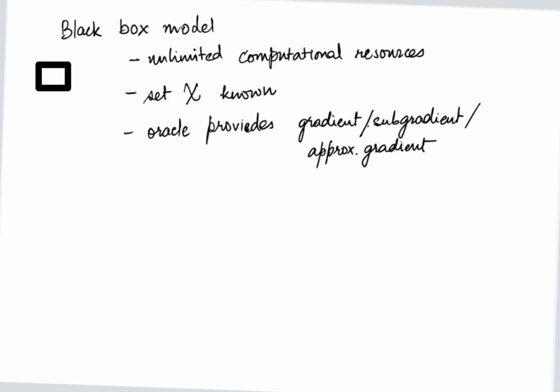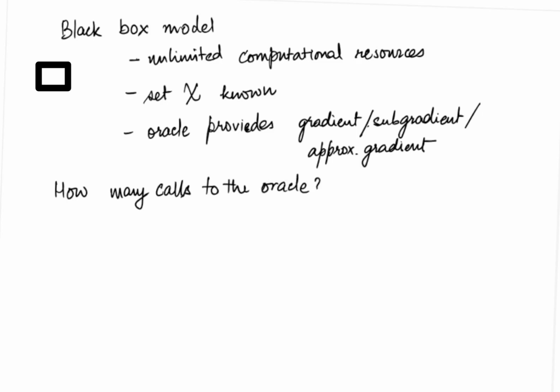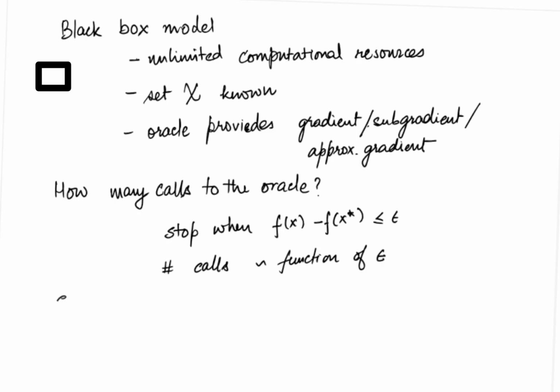If we tweak the algorithm to reduce the oracle complexity, it will in fact benefit the entire class of problems. The key question that we are interested in answering is, how many times must we call the oracle? Suppose that the algorithm stops when the optimality gap, which is given by f of x minus f of x star, is below a certain pre-specified threshold epsilon. Then all our results will be of the form the number of oracle calls equals some function of epsilon.